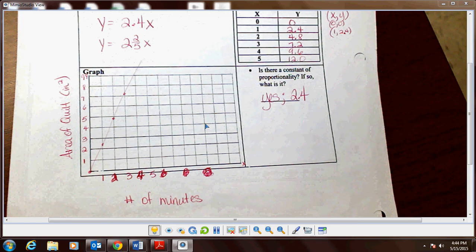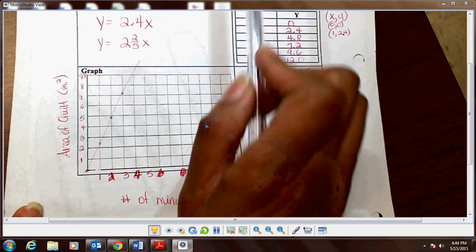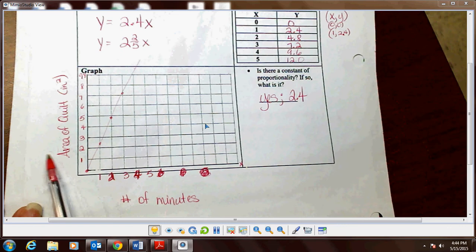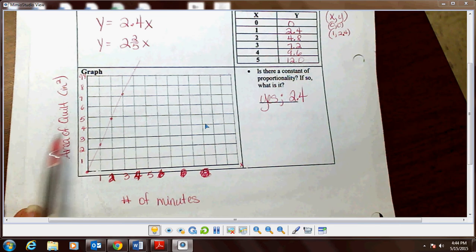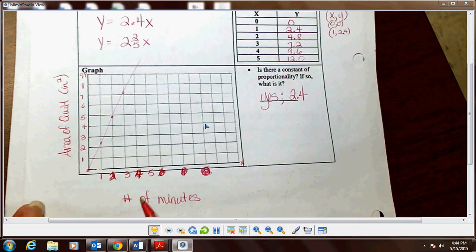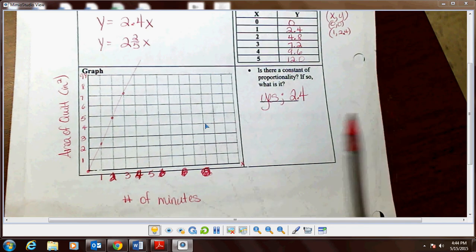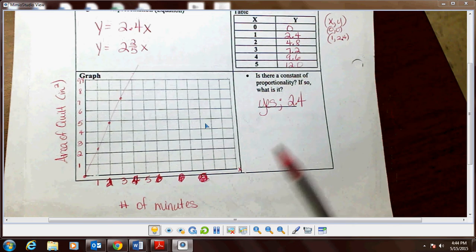So that's why in my graph, and I guess you can see, one of the things I try to tell y'all to do is to label your axes. Okay, because some of y'all are doing it backwards. If this is your y-axis, it told you up there that y is the area. So that means the y values have to be on this axis right here, because it's the y-axis. And your x values, which is your number of minutes, have to be on your x-axis. So just plot your points and do your graph. Since this happens to be a proportional relationship, there is a constant of proportionality, which is 2.4.